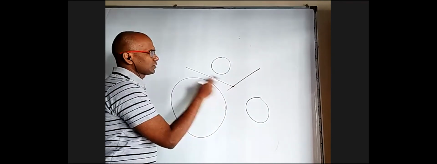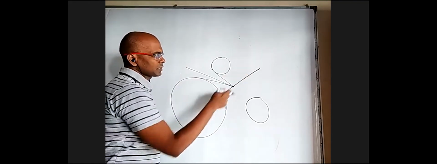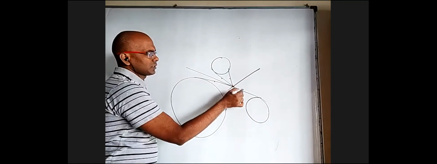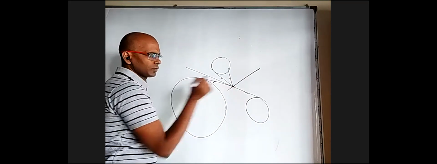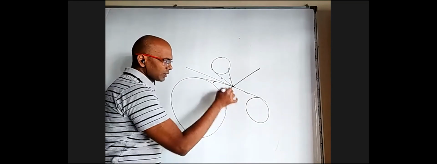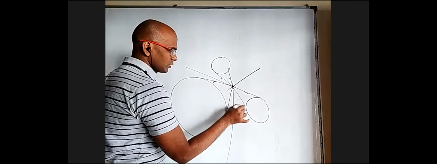From this, because it's on this radical axis, the lengths of tangent to these two circles are equal. Because on this radical axis, the lengths of these two tangents are equal. If this and this are equal, this and this are equal, even these two are also equal. From this point, the lengths of tangents to these two are equal, so it will lie on the radical axis of these two also. This is also a length of tangent.